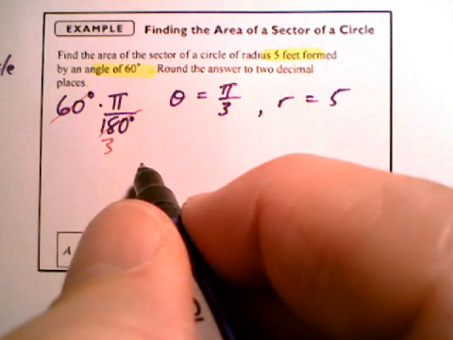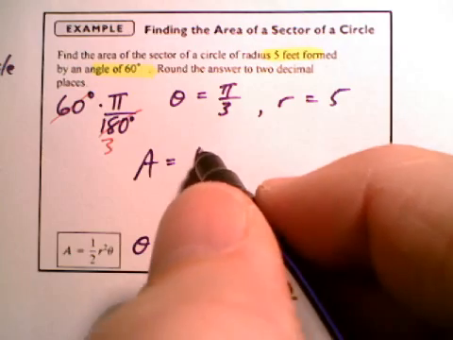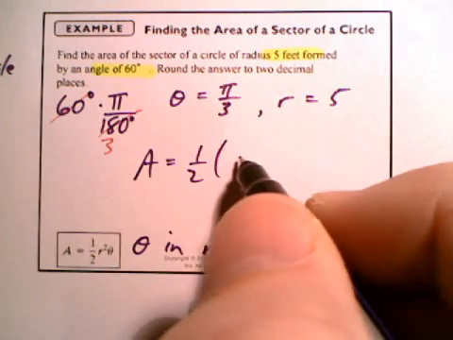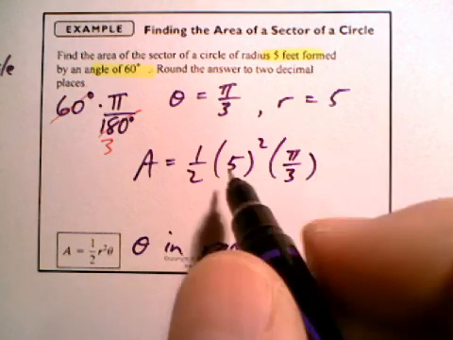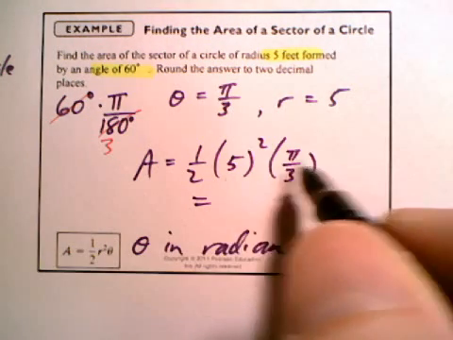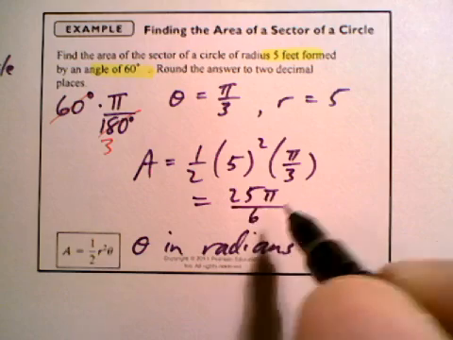The area of the sector that's been described is 1/2 times r squared, so 5 squared, times theta in radians, pi over 3. Does anything cancel? 25 pi over 6 is the area of the sector.